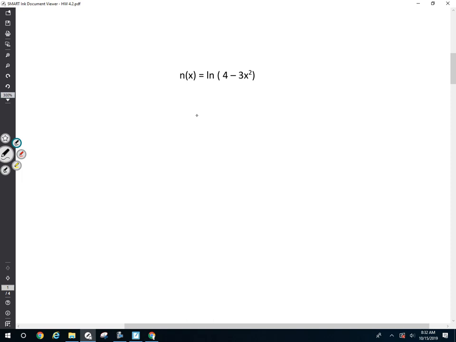Then outside, inside. Now the outside's back to being a log. The inside is 4 minus 3x squared. I got 1 over, and I got negative 6x as the inside's derivative. So it's 1 over 4 minus 3x squared times negative 6x.